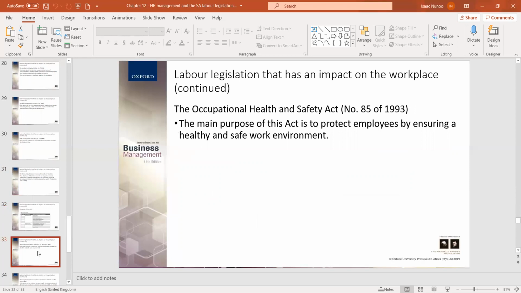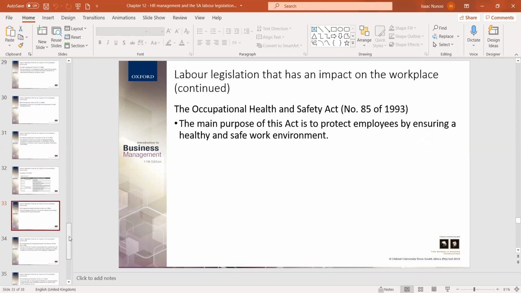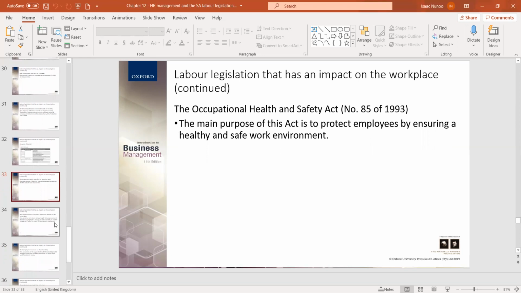We can also talk about the Occupational Health and Safety Act. The main purpose of this act is to protect employees by ensuring a healthy and safe work environment. So when there's some threat to the environment or some threat to the person working, this is what the purpose of this act does, to ensure that people get the best.